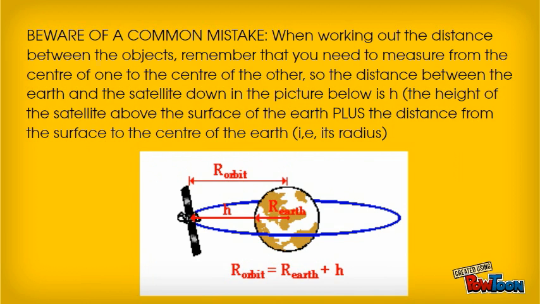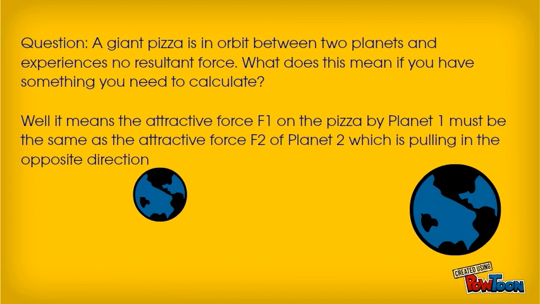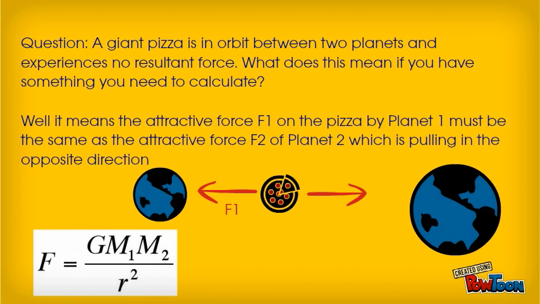We now move on to a question about a giant pizza. An unlikely scenario, but nevertheless it's in orbit between two planets and it experiences no resultant force. So what does this mean? Well, it means the forces on the pizza must be balanced. It means that the attractive force F1 on the pizza, which is exerted by planet 1, must be equal and opposite to the attractive force F2 on the pizza, which is caused by planet 2. And you'll often get questions like this in exams, and it just involves balancing both sides of an equation.